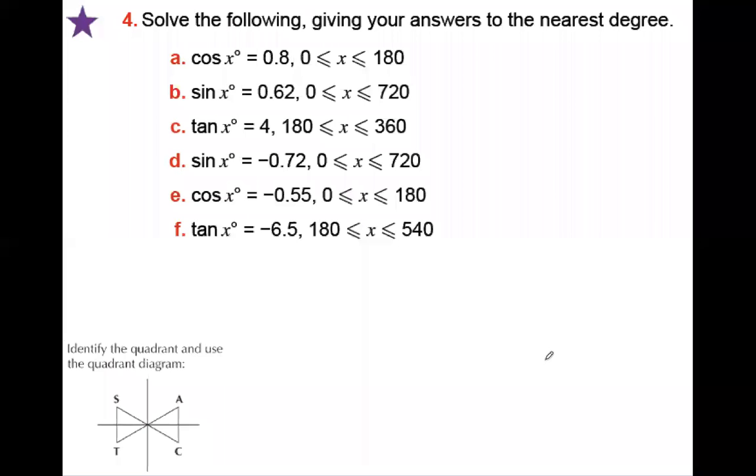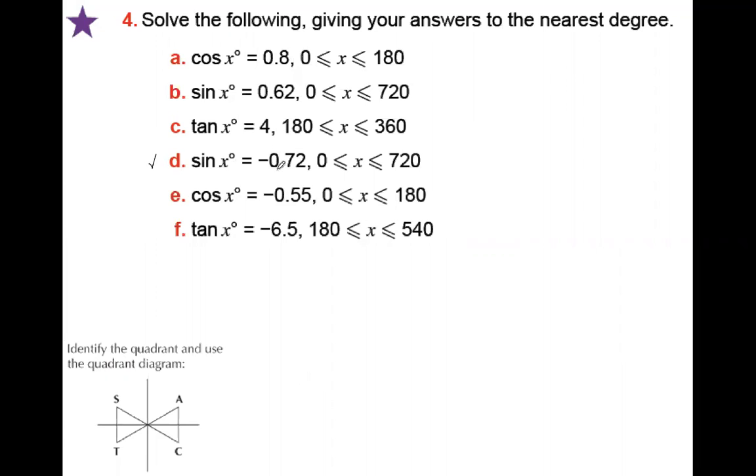You've got that. So basically, what it is for this exercise, we're going to pick one, giving your answer to the nearest degree. So let's pick D, and I'll walk you through this one. Okay. So I've got here sine x equal negative.